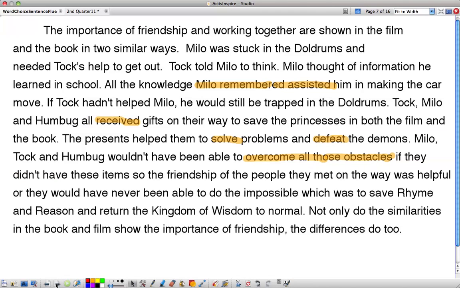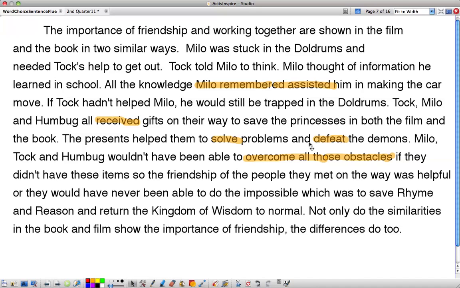Let's see what I did. Here I said "all the knowledge Milo remembered assisted him," which is much better than what I had before. And then instead of "got," I have "Humbug, they all received gifts." "Received" is what they did, they received. "Got" is not a very good verb, but "received" is much better. The presents help them to solve problems because really, problems aren't huge, they may be obstacles. That gives me an idea for the second one. They may get in the way, but you don't get past them, you solve them.